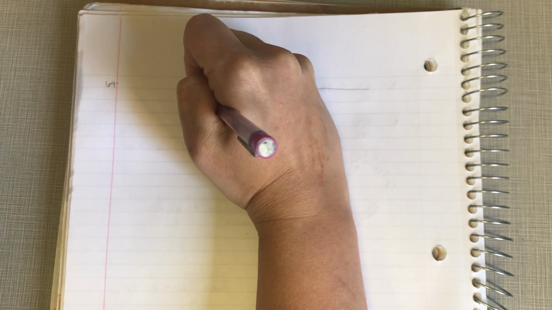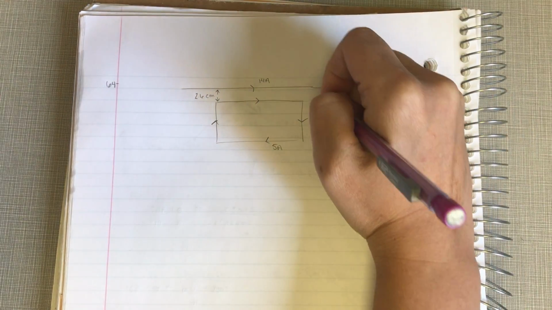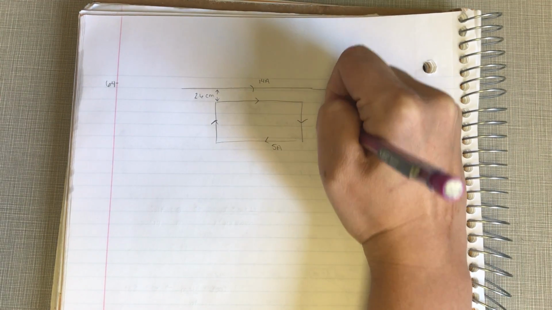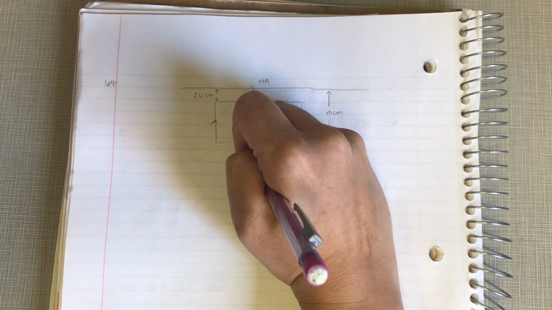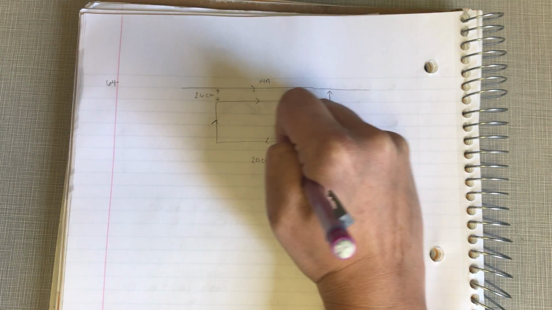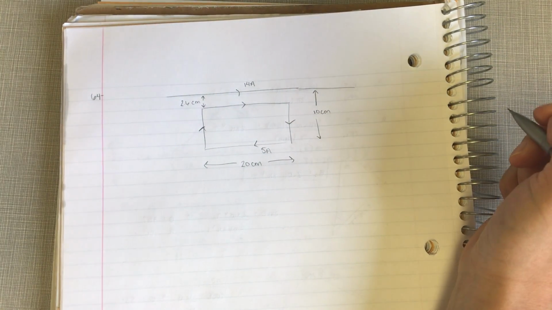Okay, so this distance here is 2.6 centimeters. This distance here is 10 centimeters. And the length of our loop is 20 centimeters.